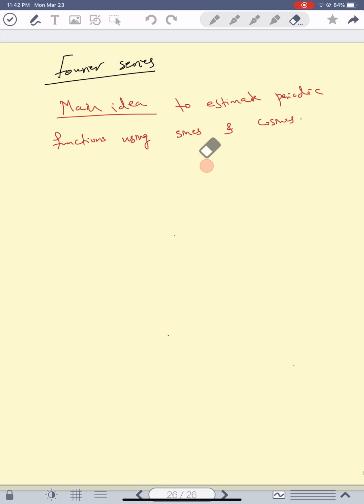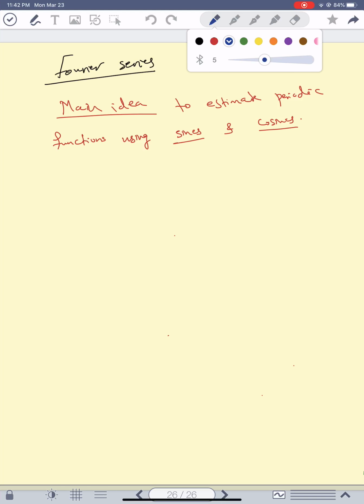If you have a periodic function, now when we say a periodic function, the first thing that comes to my mind is sine and cosine. However, periodic functions are not necessarily sines or cosines. They could be tan, they could be secant, there could be many other things, we will see. Now the idea is I want only to use sines and cosines and to find estimates for these periodic functions.